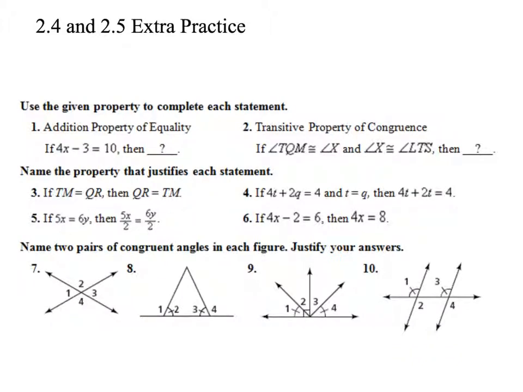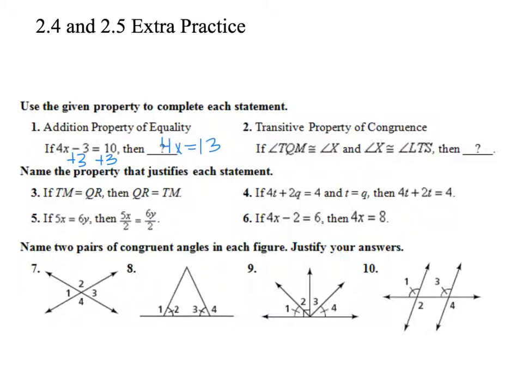Okay, here's some more practice for 2.4 and 2.5 with properties and proofs. So the first part, use the given property to complete each statement. The addition property of equality is when you add the same thing to each side. So if I add 3 to each side, I'll get 4x equals 13.